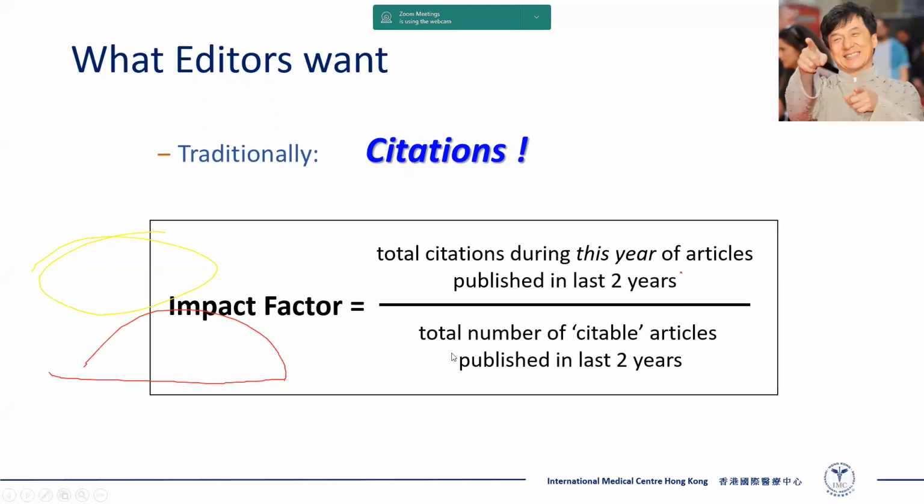Basically, Thomson Reuters, a news agency, calculates the impact factor for every journal based on this. They look at the number of citations in that journal of articles published in that journal over the last 2 years, divided by the total number of citable articles published in that same journal in the last 2 years. So for example, if I publish 1,000 papers and I get a total of 2,000 citations out of all those papers, my impact factor is 2. Nice and easy.